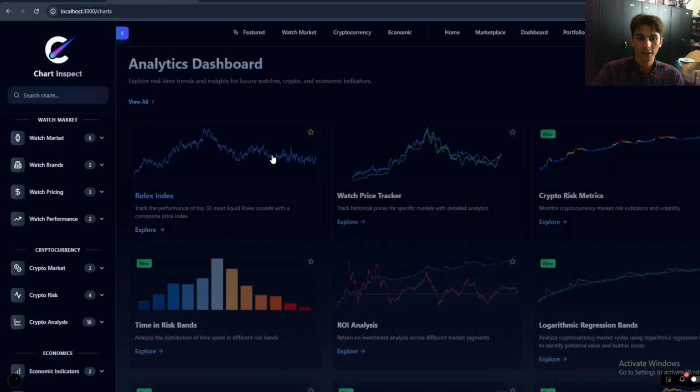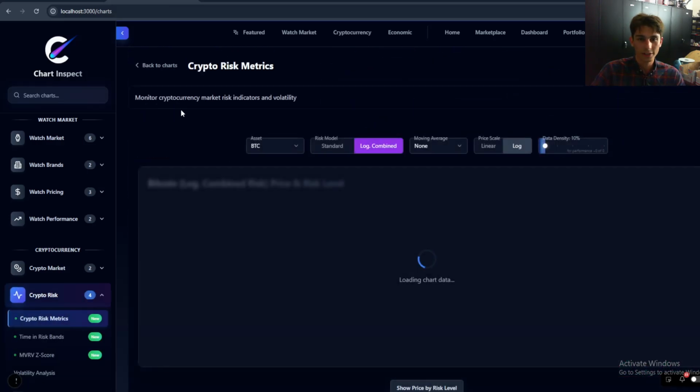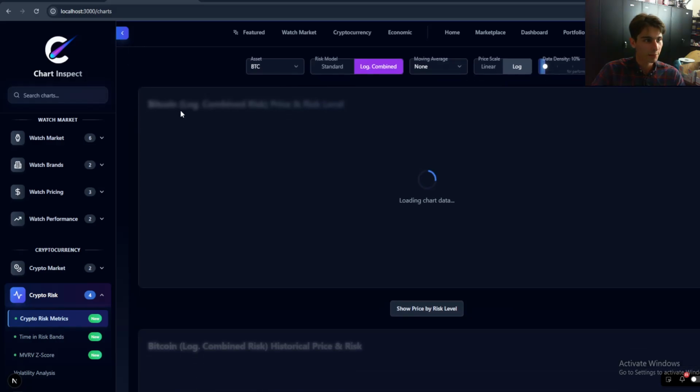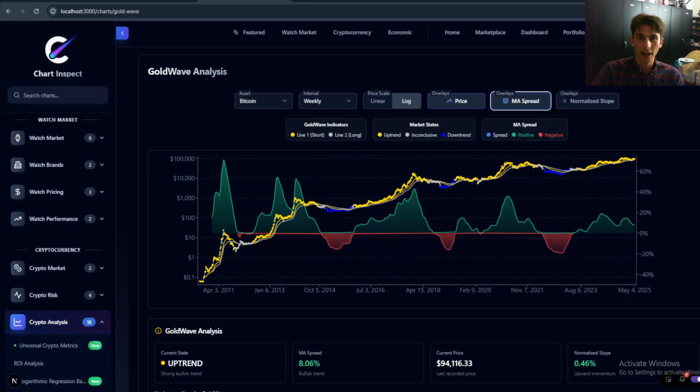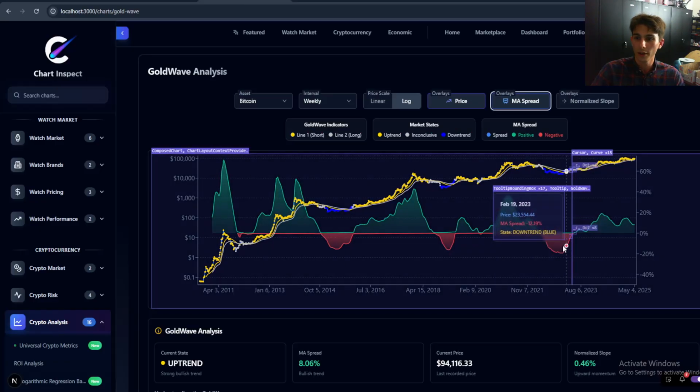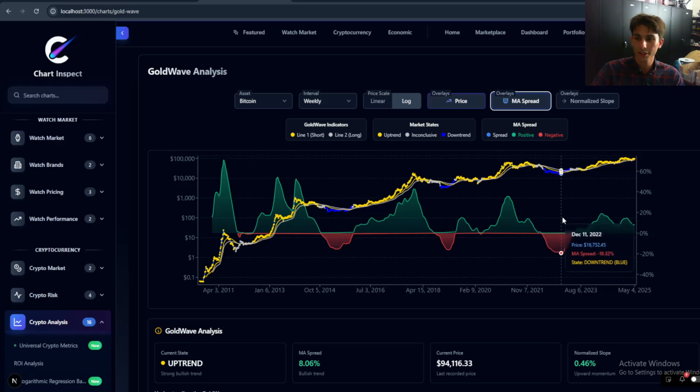We're going to be able to track the crypto risk metrics, so you can see the time spent in risk bands. You can see the actual gold wave here. You can see the percentage distance between the moving averages, so you can see where it changes negative and positive. Currently, we've been holding the gold wave at around 7 to 8%. If we can continue to hold those levels, I would say Bitcoin has a pretty good chance of hitting a new all-time high this cycle. But like I said, everything is up for debate depending on what the charts are actually doing.